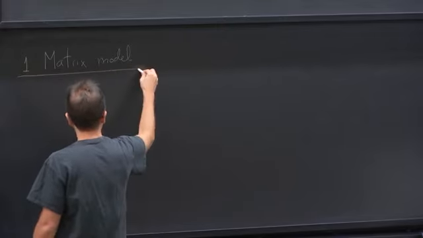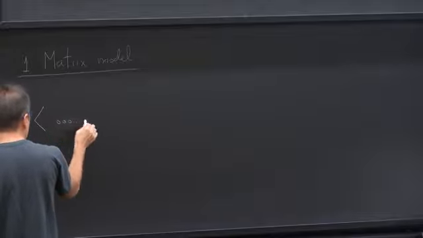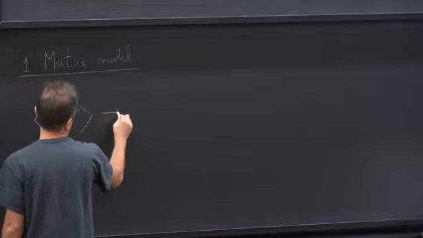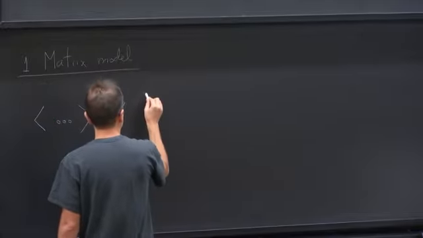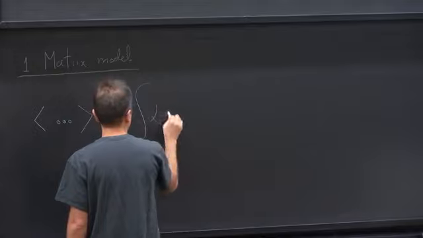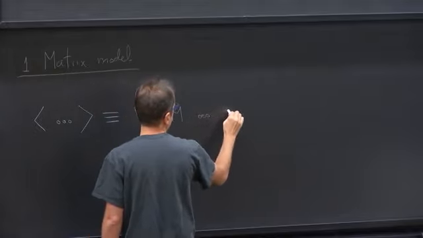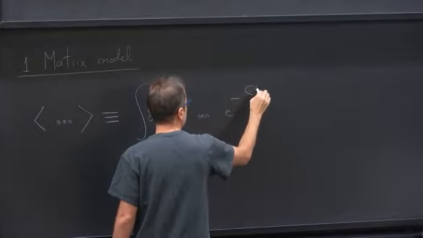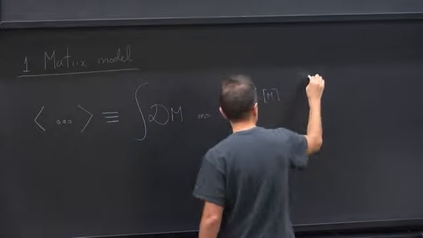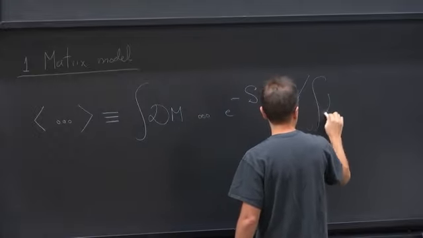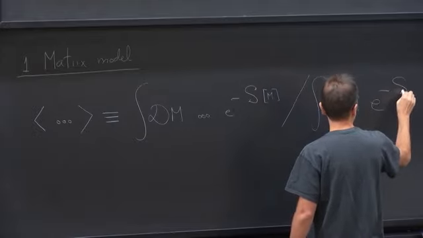So our one matrix model, the definition is if you want to compute the expectation value of something, this is defined as the integral with the measure that we defined there of that something times e to the minus the action of m, and by normalization divided by the partition function, which would be just the integral without any.